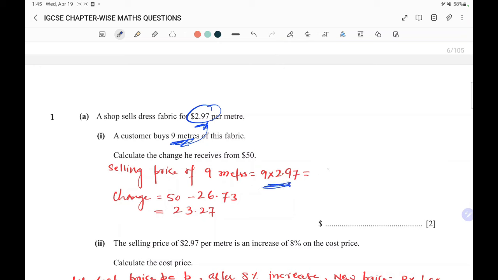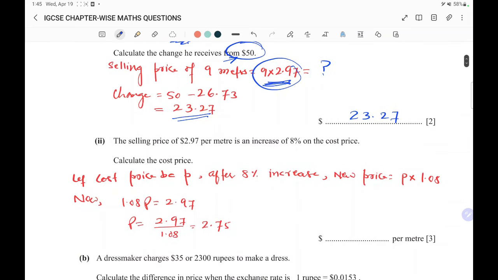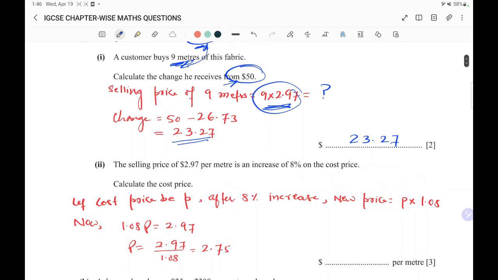When you multiply this, you will get some number here. Now we just need to find the change. The customer has given $50, and this will be the cost. So what change will he receive? 20.23. So he will receive $20.23.